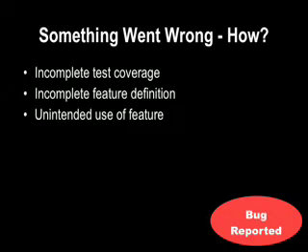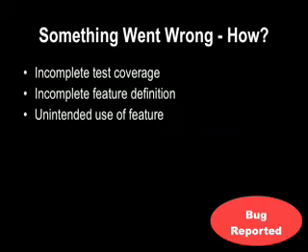So something went wrong. How did that happen? Because we had tests, they passed. How is it possible that anything went wrong? Well, there's a few things that could have happened. One is there could have been incomplete test coverage. So there may have been 5 features, and you only wrote tests to cover 3 of them. So you have a little gap between what was expected to happen and what actually happened.